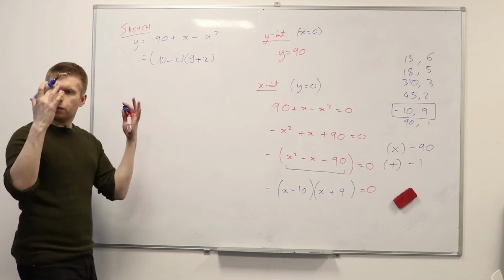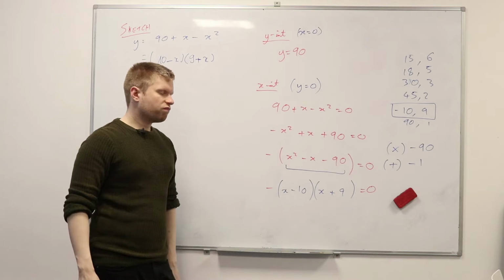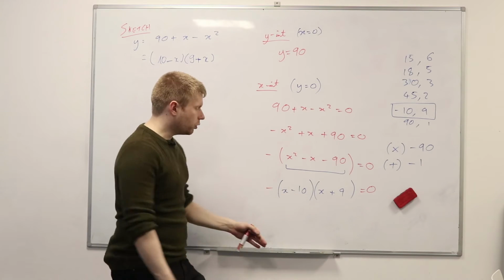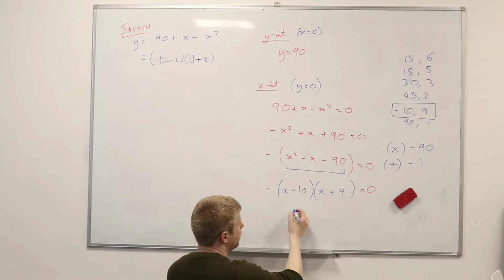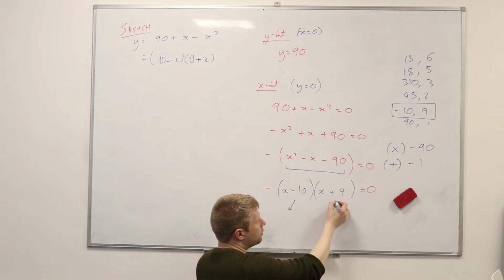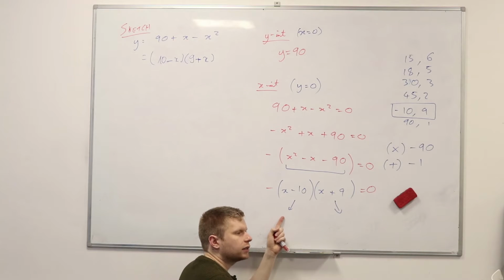Okay. Now we're in a position that we can do this. Is the negative going to make any difference? No, I mean, I've got -1 there. It's not going to make any difference when I deal with this. So are you happy this would be in factorised form? All I need to do now is think, okay, x take away 10 multiplied by x plus 9 makes 0. What's x got to be if x minus 10 equals 0?